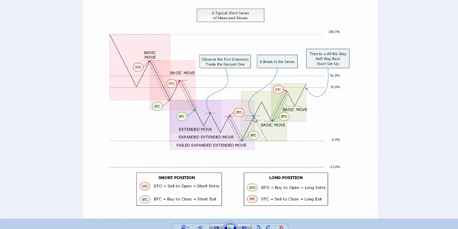And then we see a break in a series of measured moves. That's what starts the change in trend. When we're talking about going from traditionals to extensions to straight down or straight up, and then we have a trend break and then a trend change, that's exactly what we're talking about here. And then there is a reversal. There's a basic move, a buy to open, and then a sell to close, and there's a new trend change. And it has the potential of coming all the way halfway back short if we're inside of a larger trend.